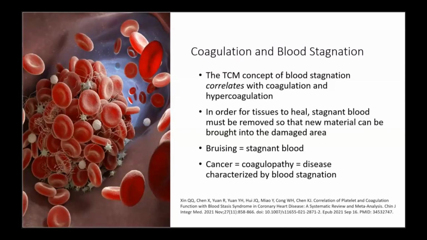Stagnant blood has to be removed to heal, right? So that new material can be brought into damaged areas. I mentioned how a bruise is a great example of stagnant blood. Okay? But inside the body, without a bruise, a cancer is also a blood stagnation type of coagulopathy, which we'll talk about.